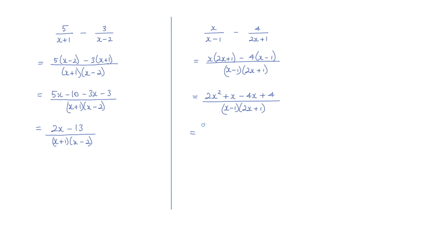And the last thing to do is to gather like terms. Well, we've got an x squared term here, but there are no more x squared terms, so it's just going to be 2x squared. We've got this plus x minus 4x, so we're going to subtract 3x, and then we've got the plus 4. That's all over x minus 1 and 2x plus 1.